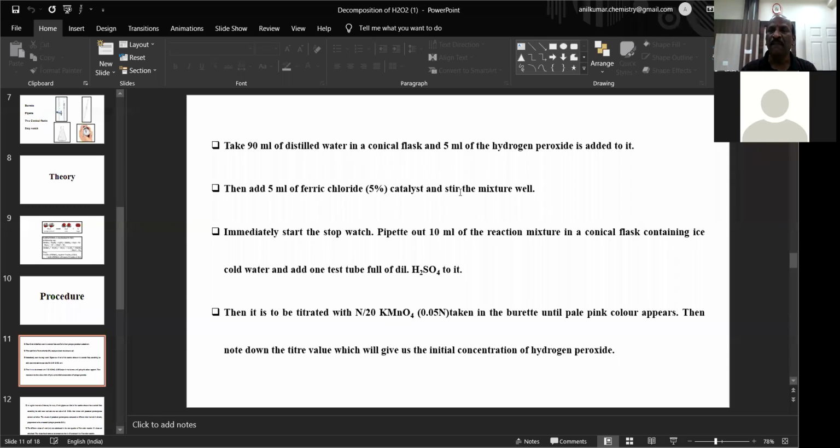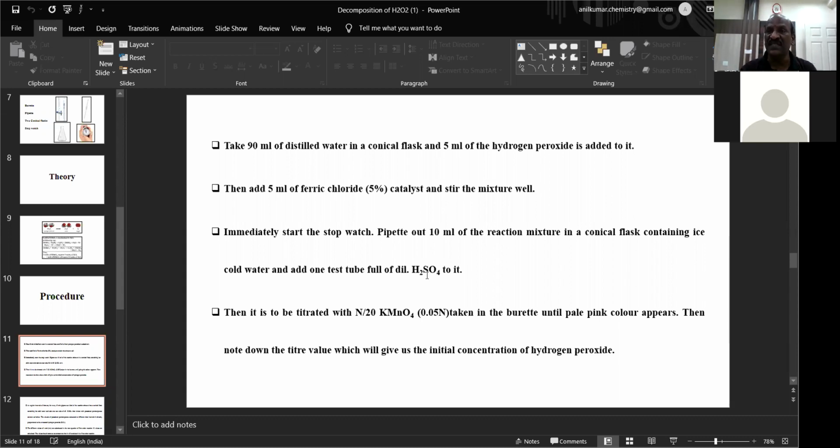Before going to take that in the big conical flask, you have to take one test tube. Immediately start by pipetting 10 ml of the reaction mixture into the conical flask. That conical flask should contain ice cold water and one test tube of dilute sulfuric acid. In the big conical flask we take 2 test tubes of ice cold water and 1 test tube of dilute sulfuric acid.